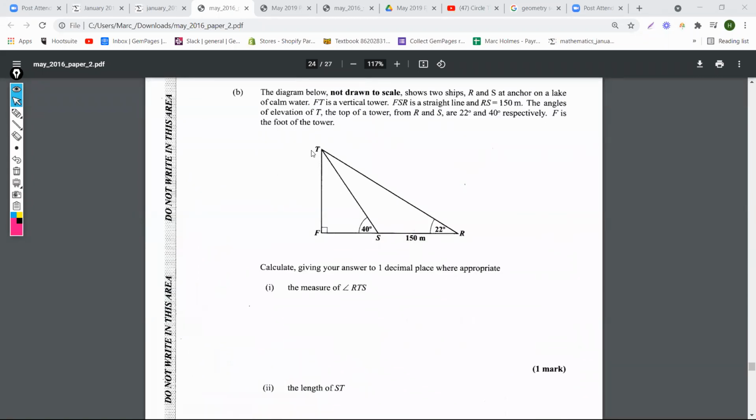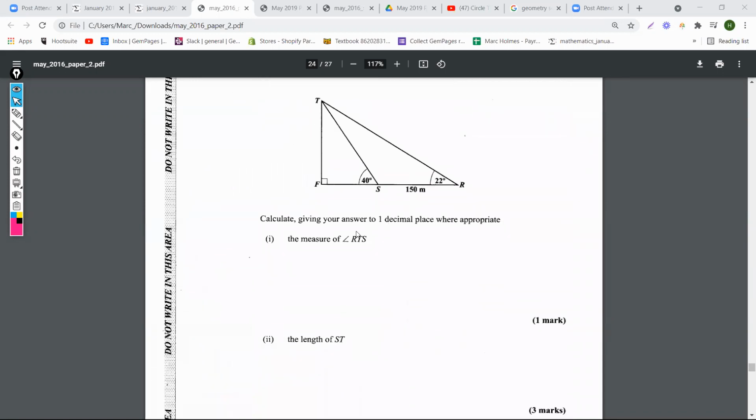So this one now says the diagram below, not drawn to scale, shows 2 ships, R and S, at anchor on a lake of calm water. FT is a vertical tower and FSR is a straight line. The angles of elevation at the top of the tower from R and S are 22 degrees and 40 degrees respectively. Find the measure of the angle R to T to S.